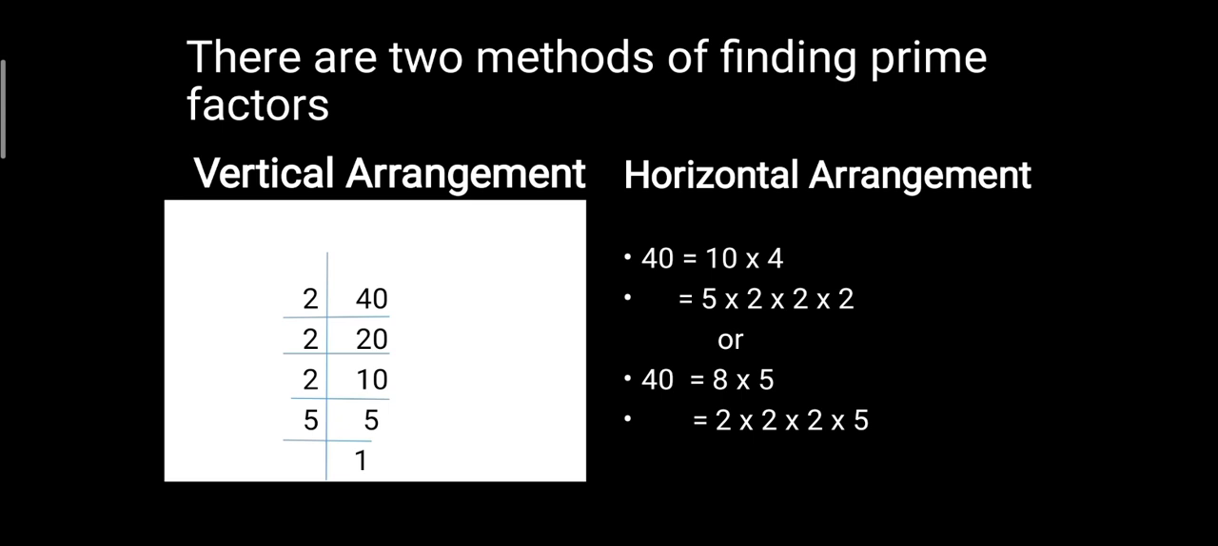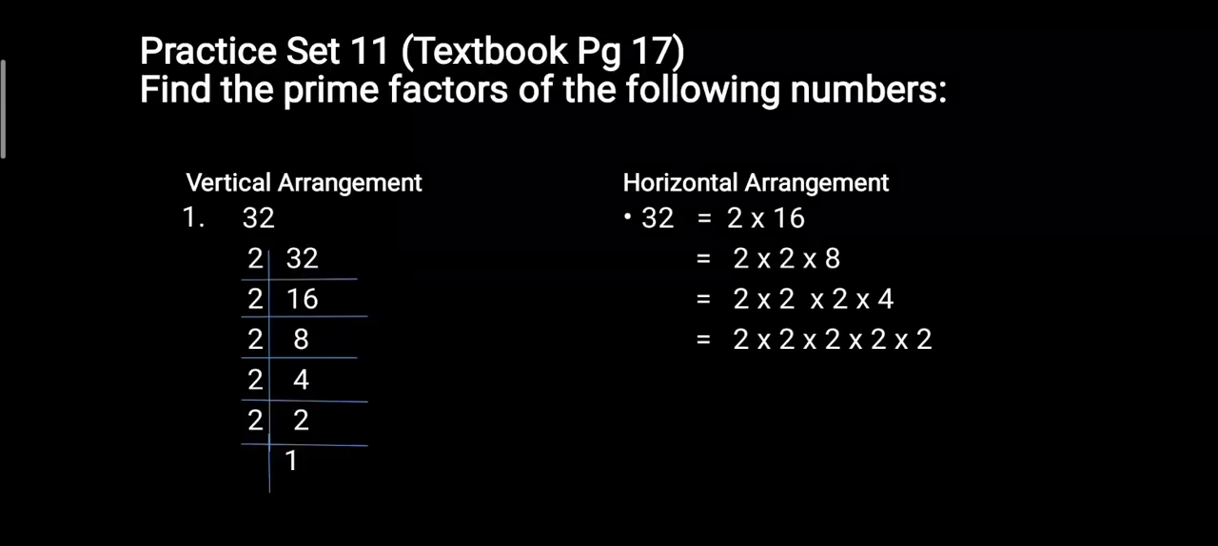There are two methods of finding prime factors, that is vertical arrangement and horizontal arrangement. You can see the vertical arrangement on the left side of the screen and horizontal on the right hand side. Now let's start practice set 11. The first sum.